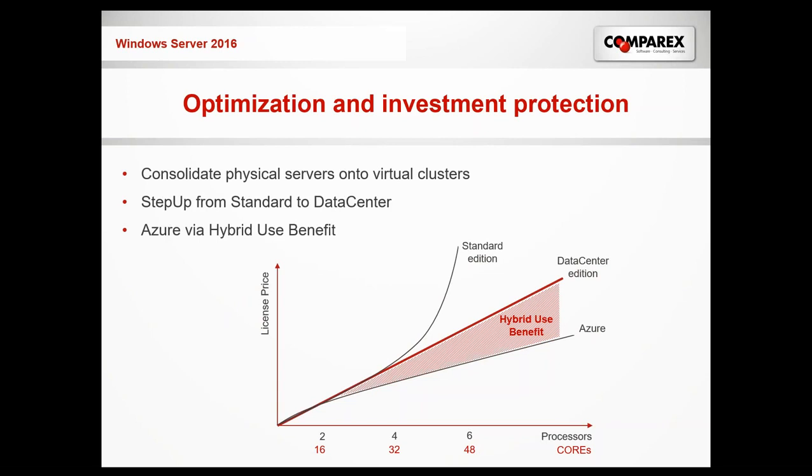So there are several ways Windows Server 2016 can help you get the most out of your investment. As with all versions in the past 10 years, you'll be able to further consolidate your physical servers onto your virtual clusters. But new since February is that server licenses that you have to spare because of consolidation can now be used to lower the price for cloud servers in Azure.